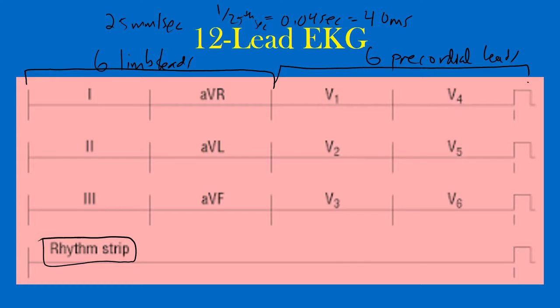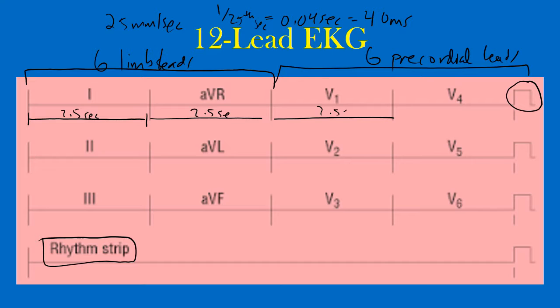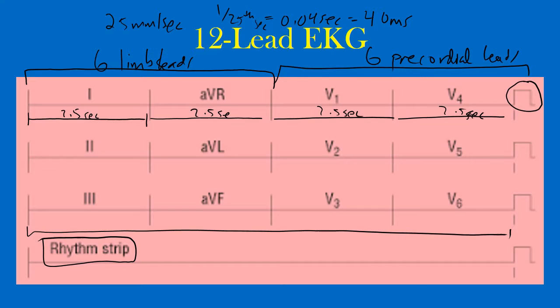And as you can see here on the right side, we have our calibration, and that's at the normal standard. And between each lead, these are divided by 2.5 seconds. So each one is 2.5 seconds, and that gives us a total strip of 10 seconds. So we would have a 10-second rhythm strip shown here.